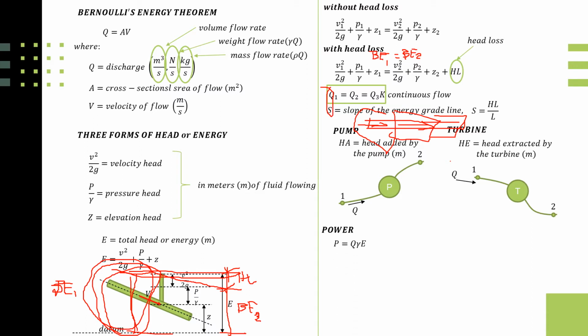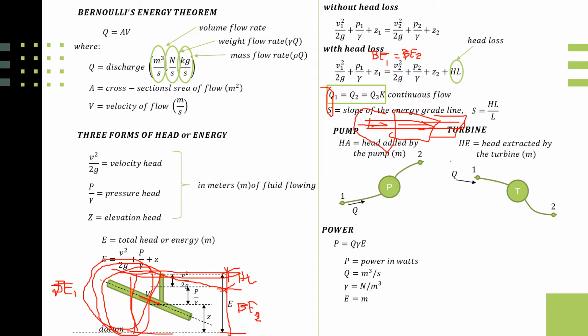Power. Pag sinabi namang power, ganito yung formula mo. Power is equal to Q gamma E. Whereas, P is power in watts. Q is discharge, which is in cubic meters per second. And then, gamma is equal to Newton per cubic meter. Newton siya ha, naka-Newton, hindi kilonewton, okay? So, meaning, dapat naka times 1,000 kayo. So, hindi 9.81 ang gagamitin nyo. Ang gagamitin nyo is 9810, okay?